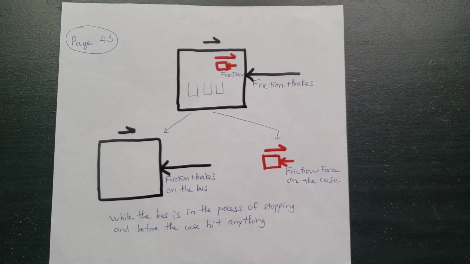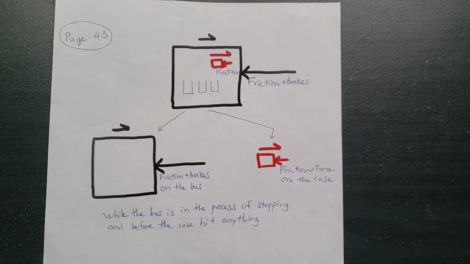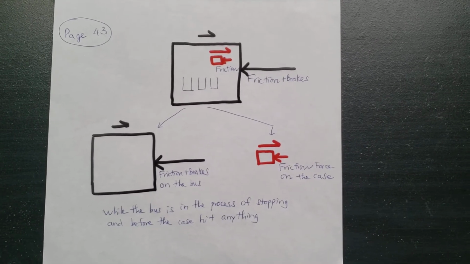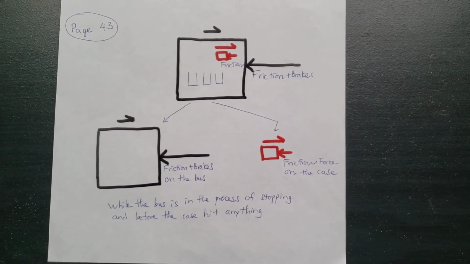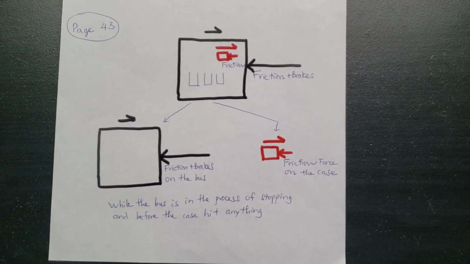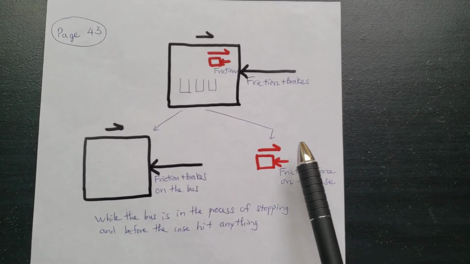Page 43. This is the diagram to show the problem when the passenger claims the driver suddenly stopped the bus and the luggage fell backward and hit the passenger. So here are the two diagrams.